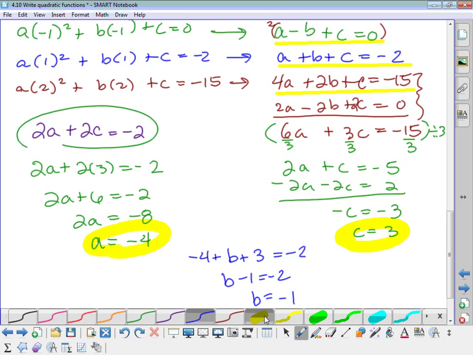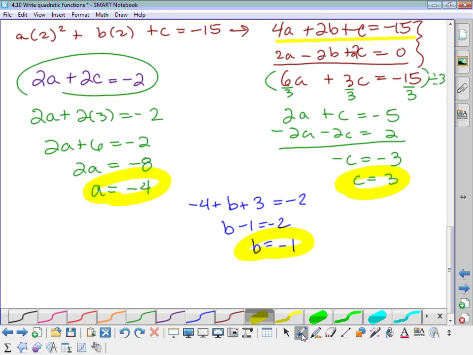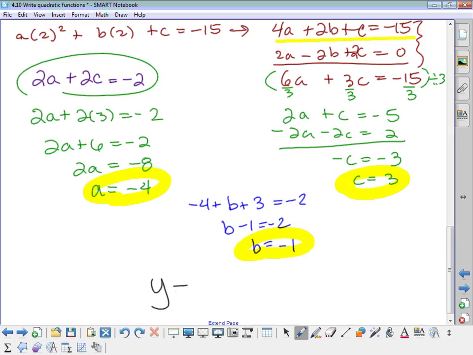So now I have all 3 of them. My final equation, y equals negative 4x squared minus x plus 3.